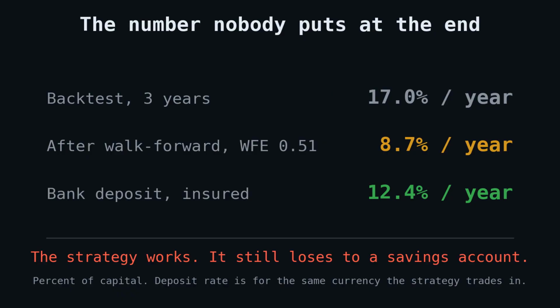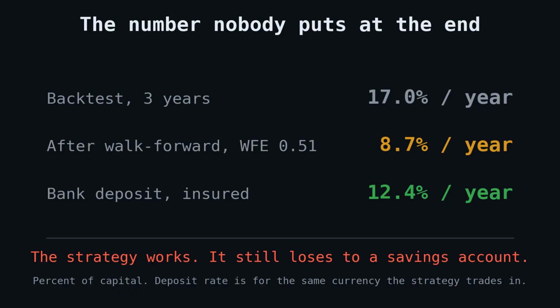No code. So the honest verdict on the whole project is the grid can't work here, the trend version does work, and it still loses to a savings account. That's not a satisfying ending, it's the real one. And if a strategy video you watch never arrives at a number like this, ask yourself what's being left out.